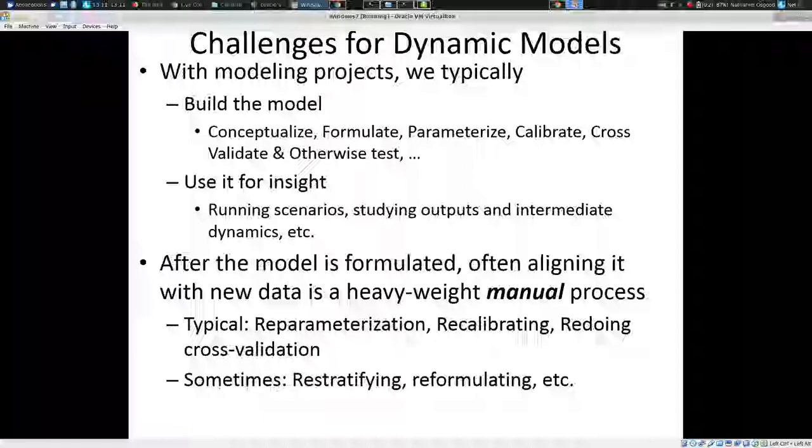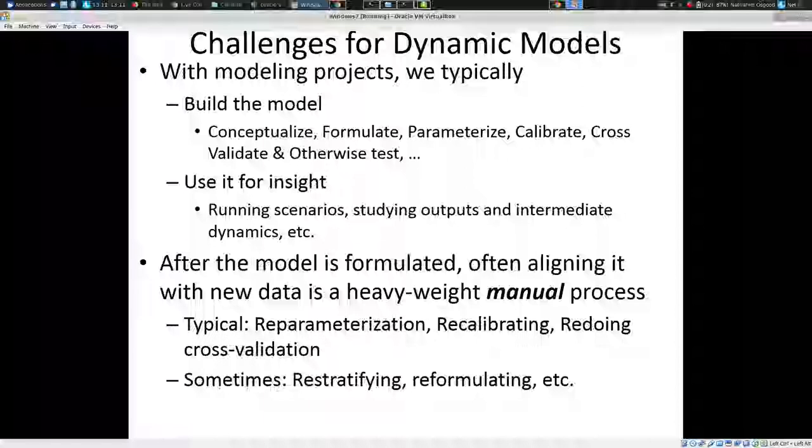One of the challenges with this is that traditionally, when we build a model, we undergo a process called calibration, which aligns it with evidence. We adjust parameter values so that its output aligns with evidence. But it's a very manual process. It involves reparameterization, and it involves a lot of involved study and learning.